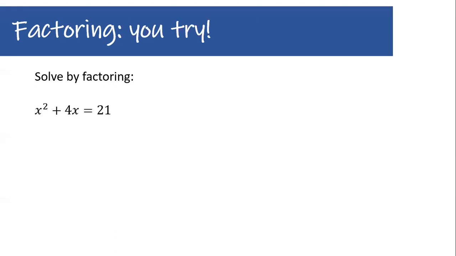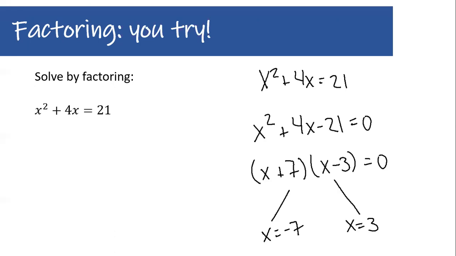So if we want to solve this, we first need to move that 21 over to the other side. So we end up with x squared plus 4x minus 21 equals 0. For 21, the factors that come to mind are 7 and 3. This is a minus, so one has to be positive and one has to be negative. This is a positive, so the bigger one has to be the positive one. So we have x plus 7 and x minus 3. So x plus 7 equals 0 would give us x equals -7, and x minus 3 equals 0 would give us x equals 3. So our two solutions here are x equals -7 and x equals 3.